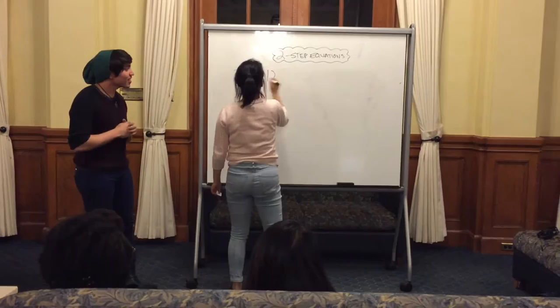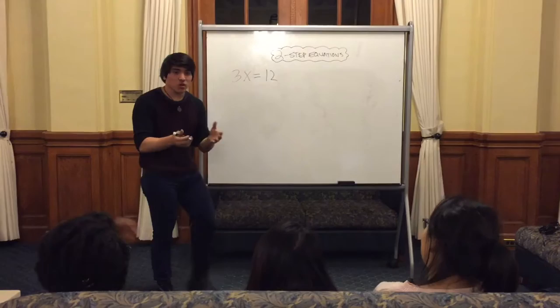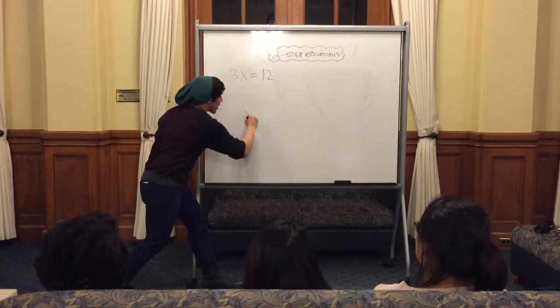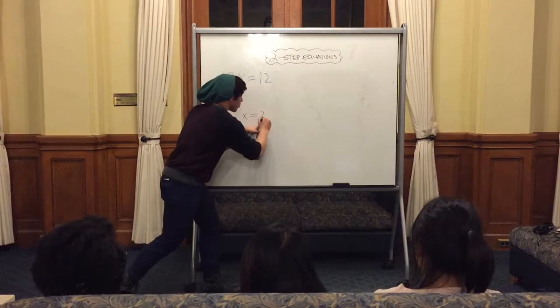Awesome. So up here we have 3x equals 12. And like Jenny said, we want to solve this equation. In this case, we're trying to solve for x because we don't know what it is yet. So to solve for something, we need to get it completely by itself. So it might look something like x equals a number, but we don't know what that number is yet. So we're gonna go ahead and put a question mark.